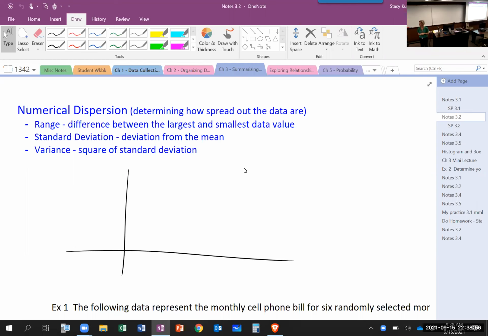Away from the mean? Okay, yeah, moving away from the mean. All right, I like that. Can we add to that? What else we might want to add to that? Moving away from the mean. What else?